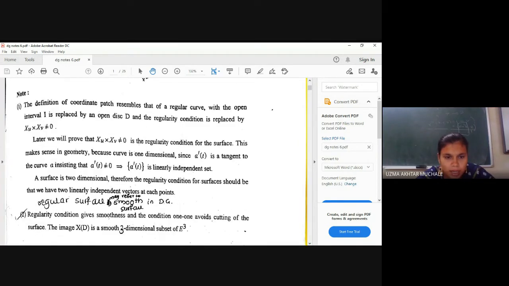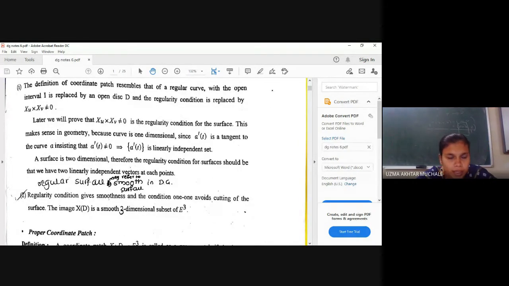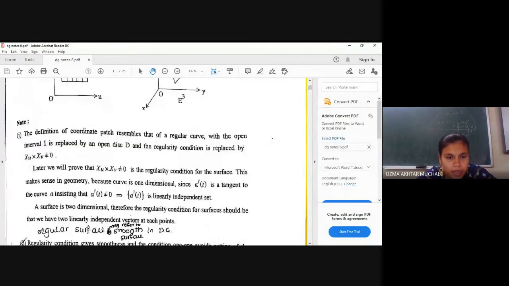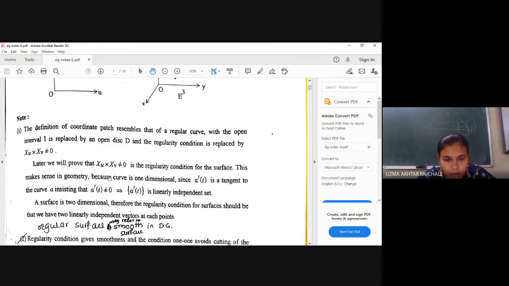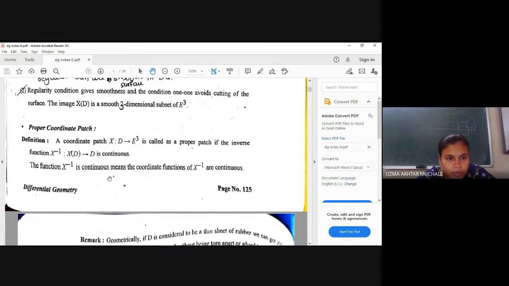Correct. Similarly, we have seen here what is the condition of being a regularity on the curve. It is alpha dash of t not equal to 0. In the very similar way, you have to differentiate your function x with respect to u and v. Here function alpha is only with one variable t, but here it is with respect to two variables. So we are going to differentiate with respect to u and v, and if it is not equal to 0, then we say that that surface or that function is regular.